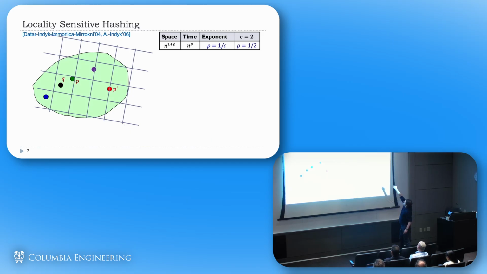All the algorithms look of this form. For this particular decomposition, you can prove that this rho is upper bounded by 1 over c for approximation c. To give a concrete number, for approximation 2, you get an exponent of a half. So most importantly, your query time becomes root n, sublinear in n.